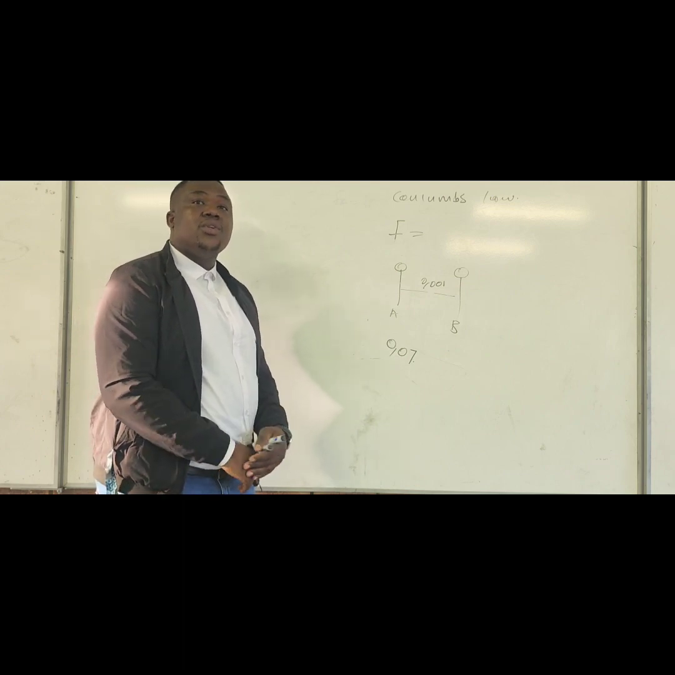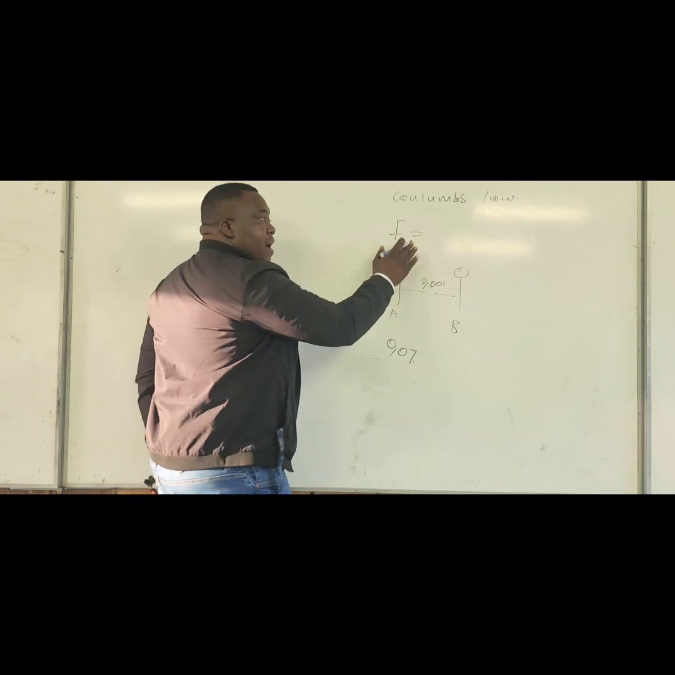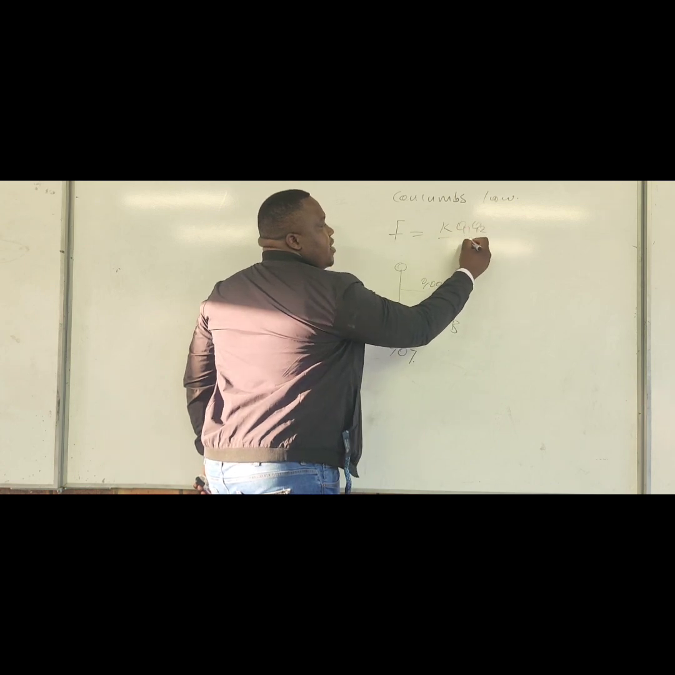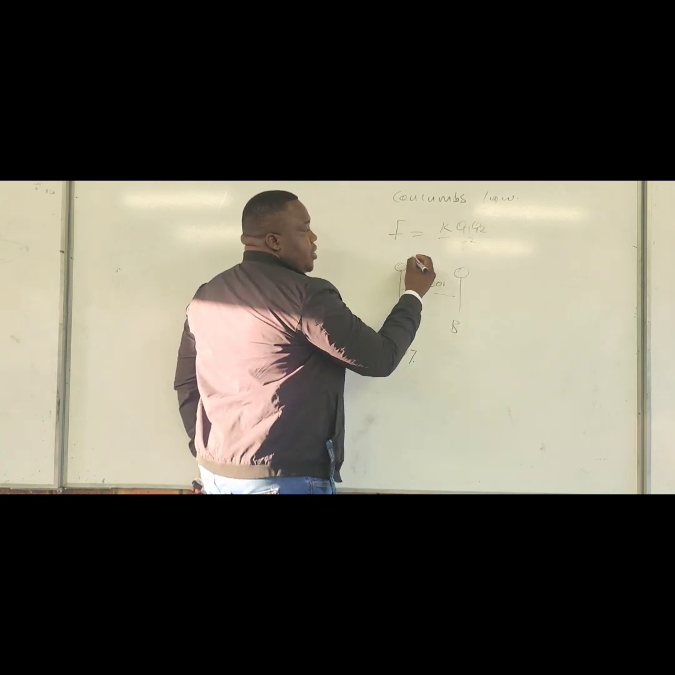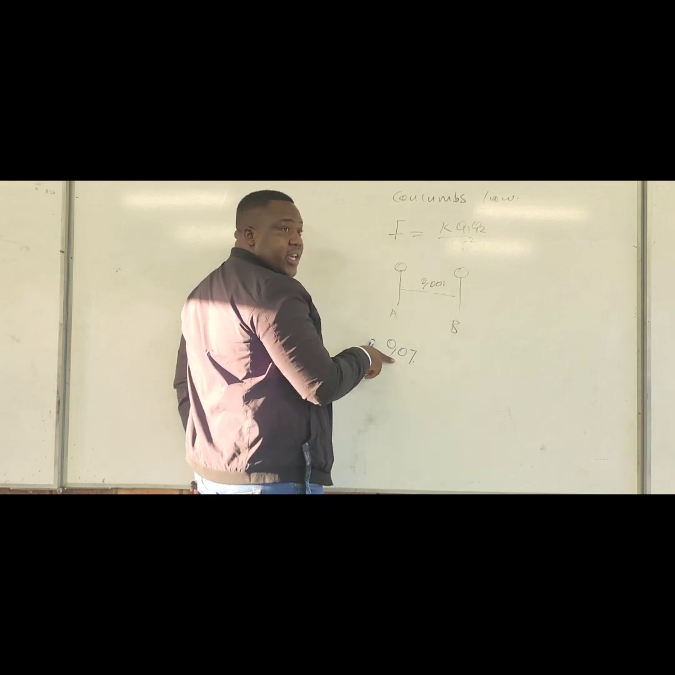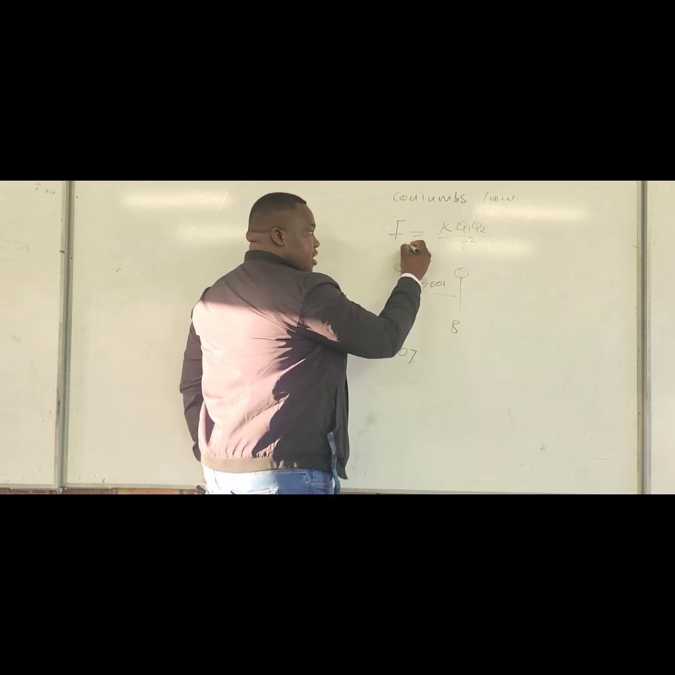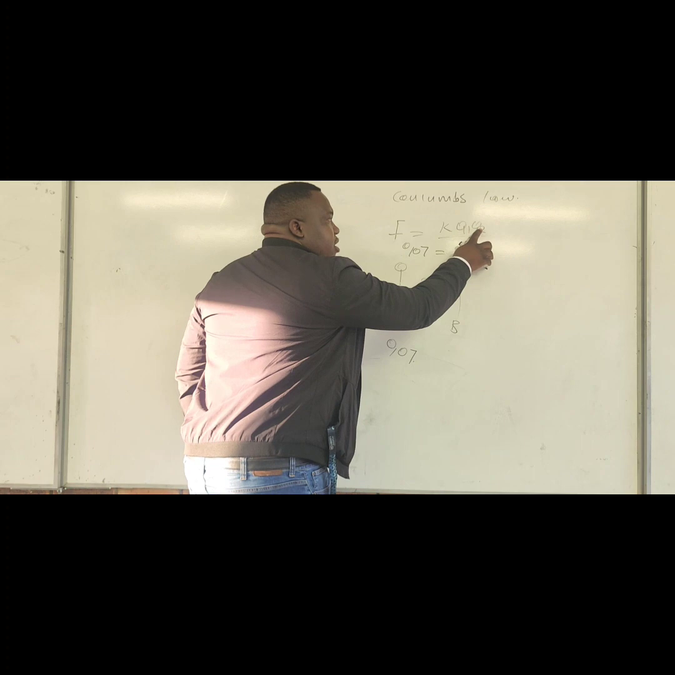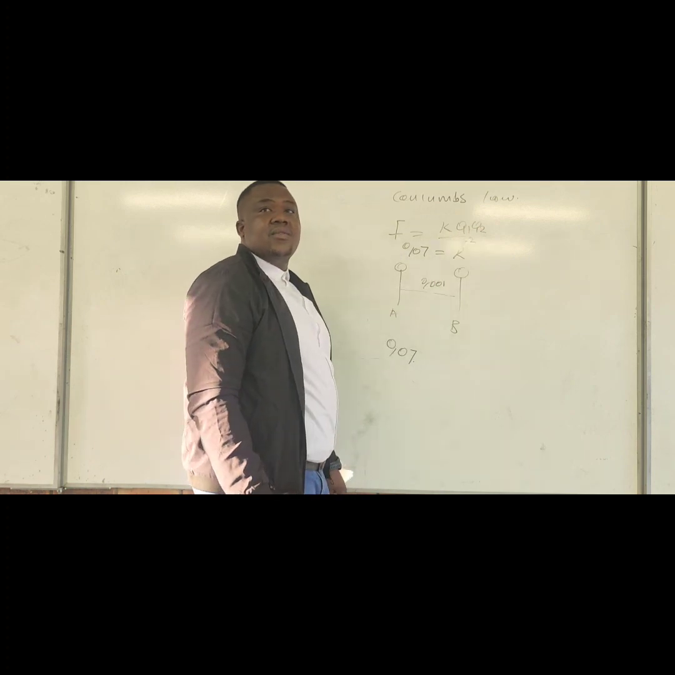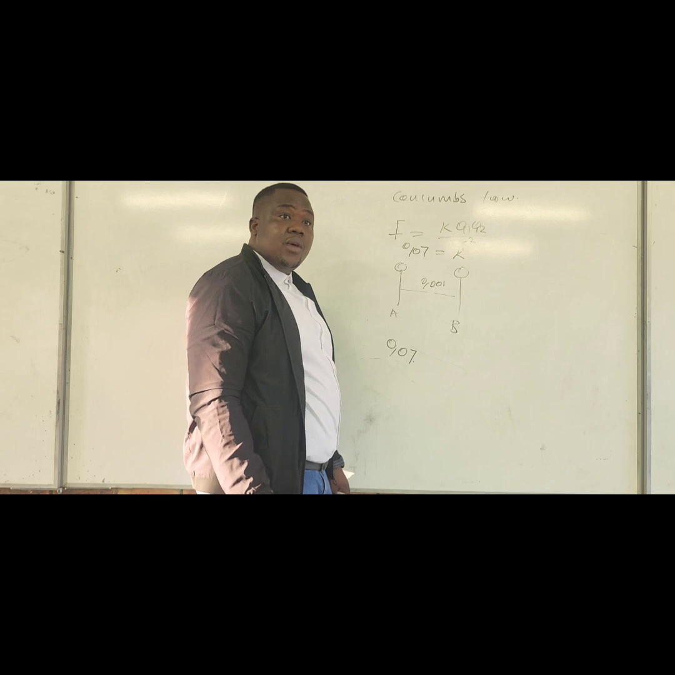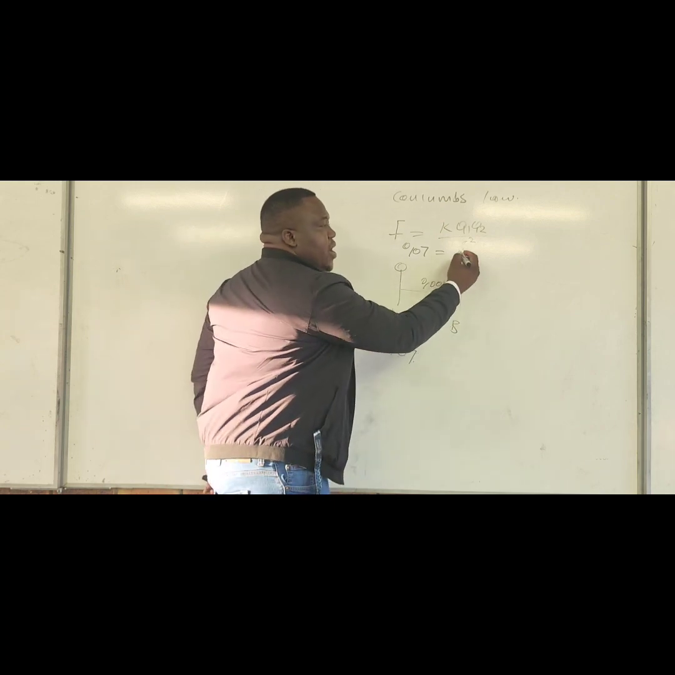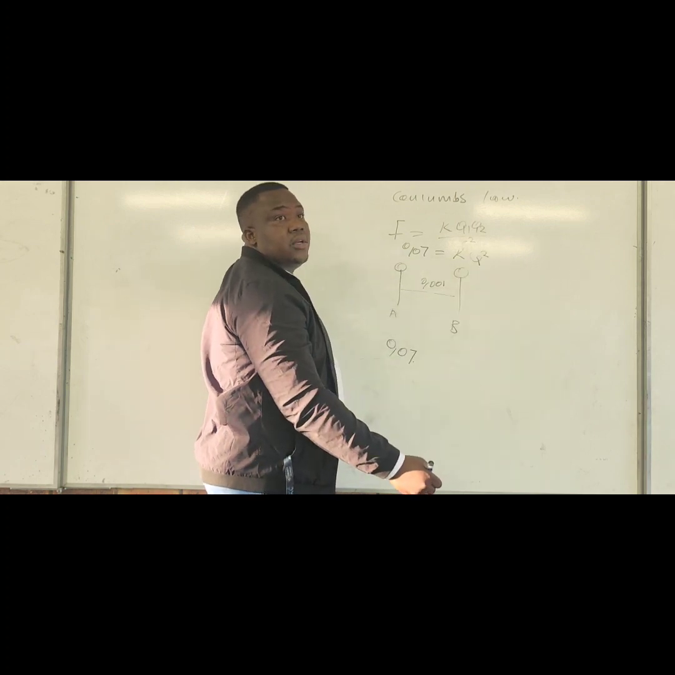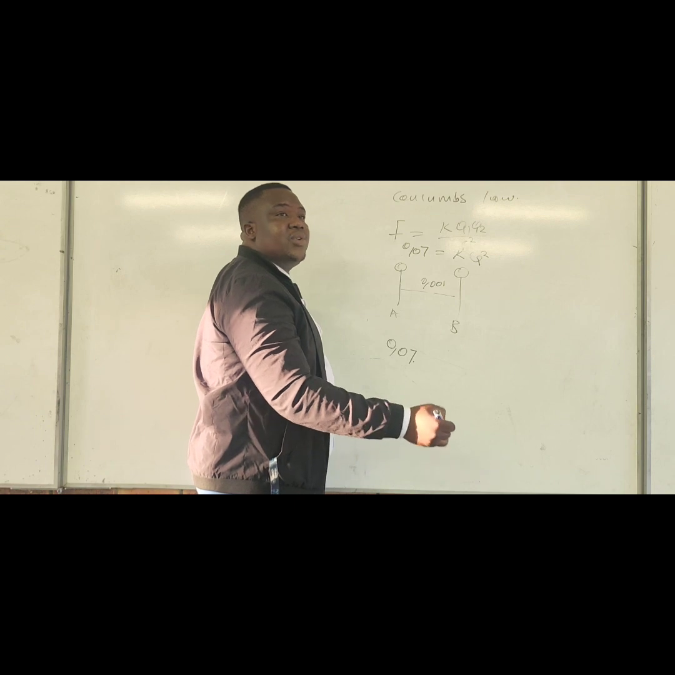Here is what you need to take note of. F is equals to K Q1, Q2 over R squared, right? F we were given, which is the electrostatic force, 0,07. This is where people make a mistake. Q1 and Q2, this time around, are the same, meaning that we are going to have K multiplied by Q squared. K multiplied by Q squared.